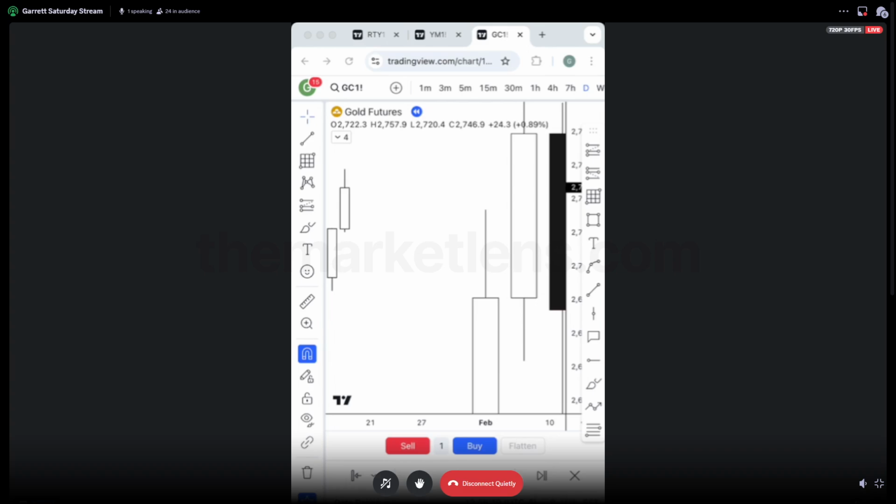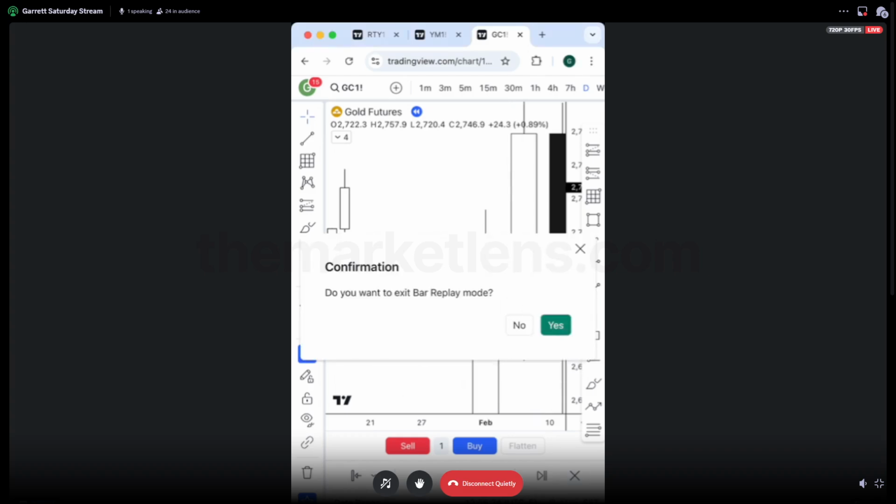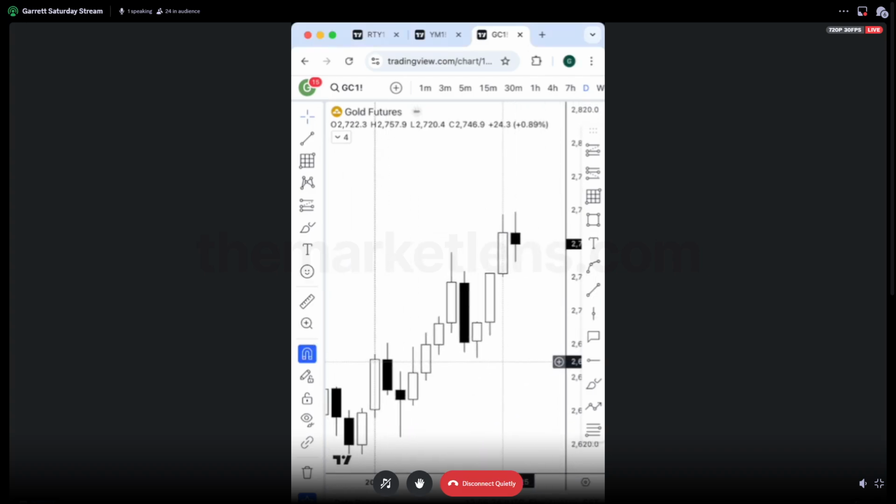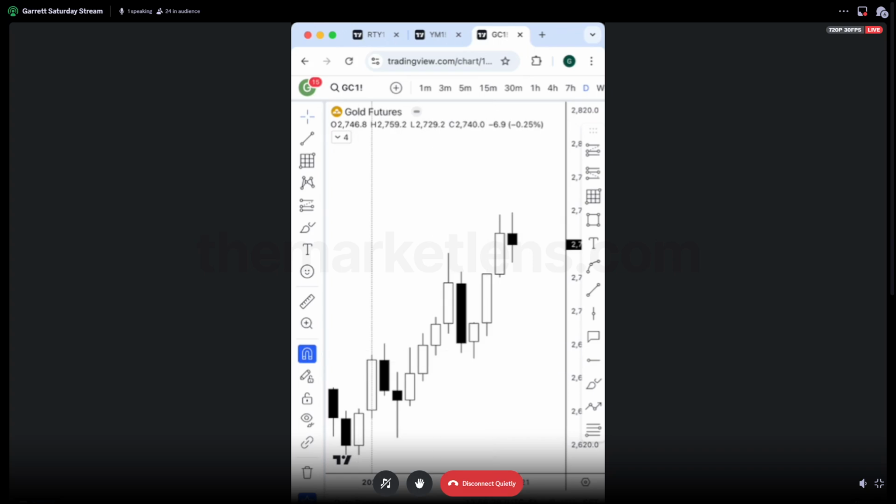I've noticed that GC trades a bit different than USD. Yeah, I don't know why that is really. But I don't even pay attention to XAU USD. I really don't.